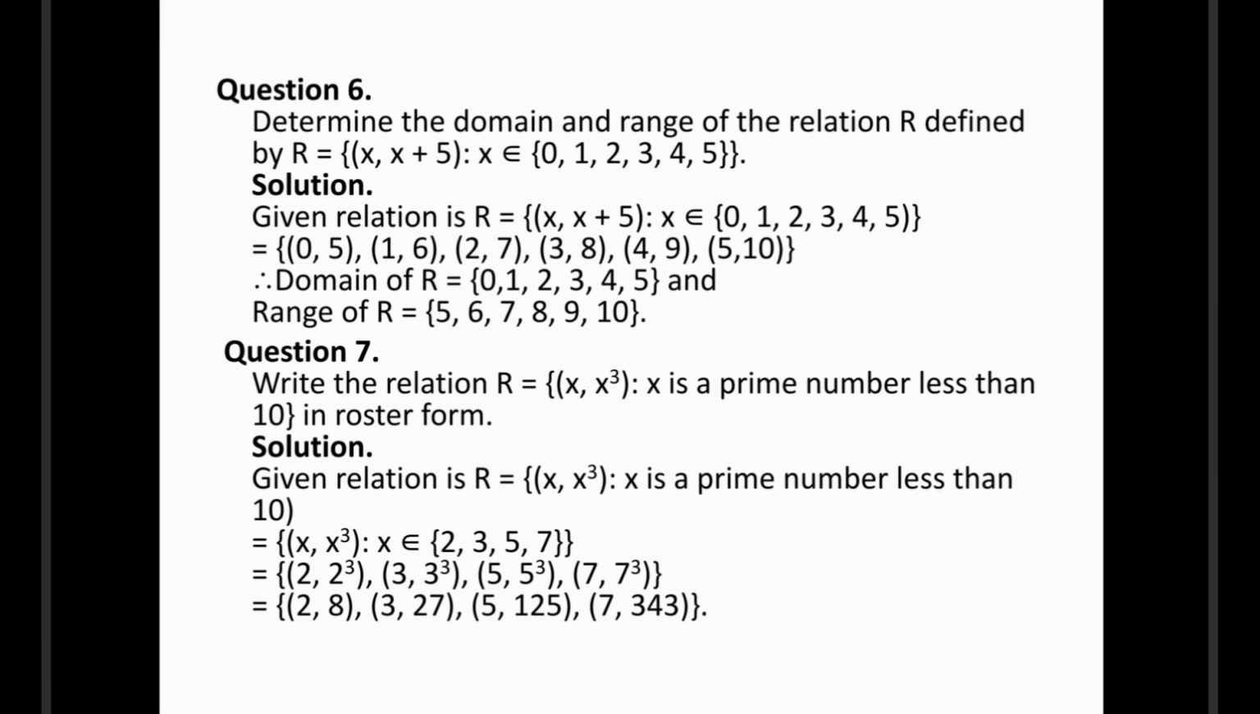Now, put x equal to 2. You will get x cube, means 2 cube. x equal to 3, 3 cube. x equal to 5, 5 cube. x equal to 7, 7 cube. So, powers now: (2,8), (3,27), (5,125), (7,343). So, this is the roster form.